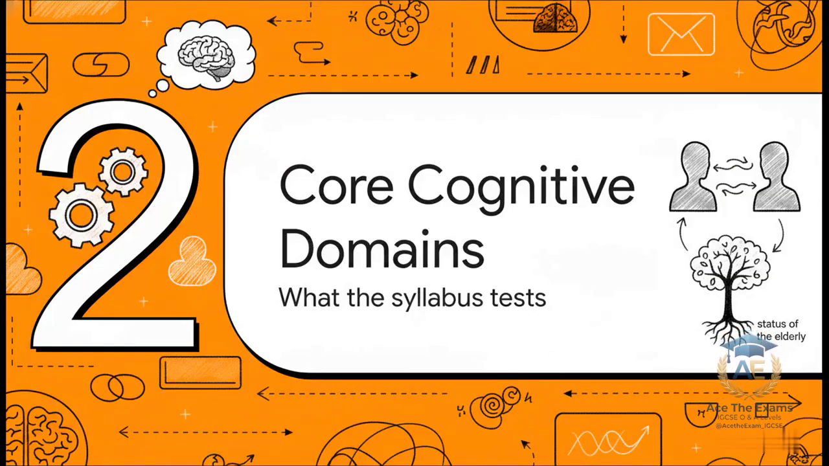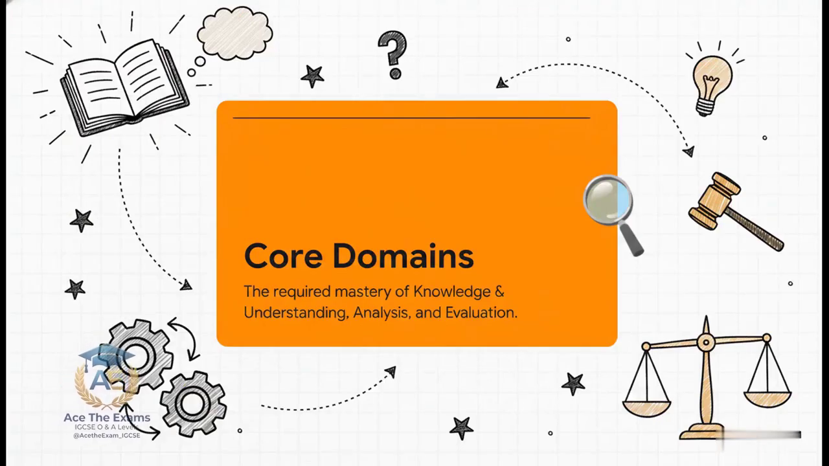Section 2. Core cognitive domains. What the syllabus is actually testing you on. When it comes to human relationships and the status of the elderly in this syllabus, it's not just about your Afrikaans language proficiency. Obviously, you need good grammar, but this is fundamentally about how your brain processes complex social information. Cambridge targets 3 distinct cognitive domains, often referred to as assessment objectives. AO1 is knowledge and understanding, AO2 is analysis, and AO3 is evaluation.